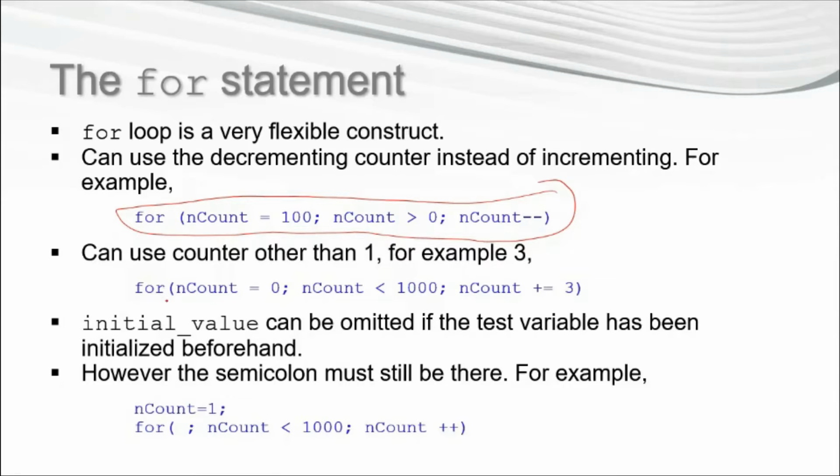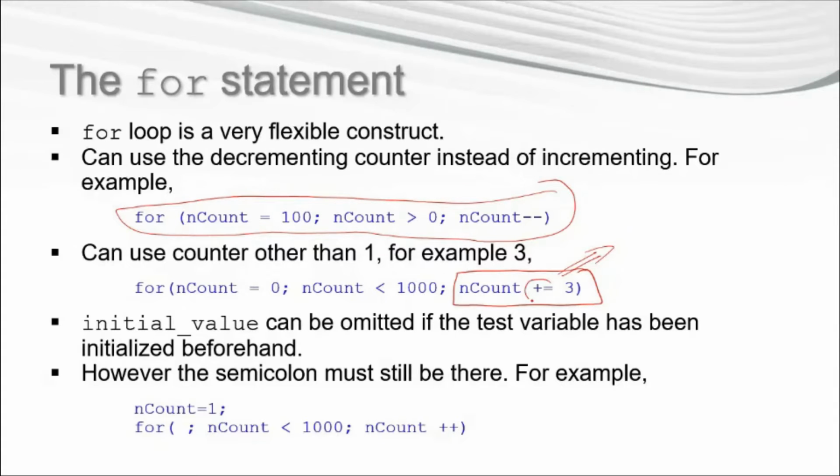Like this: in this for loop, ncount is initialized as 0, then the condition checked is whether ncount is less than 1000. When ncount is less than 1000, this code will run. Then ncount += 3 gives a stepwise increment of 3. This statement is a compound assignment statement, ncount += 3.